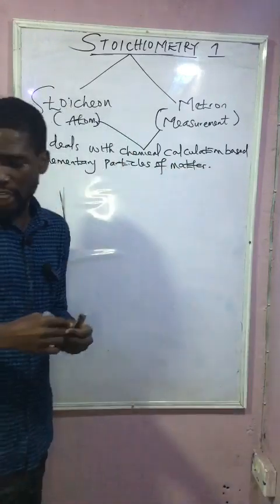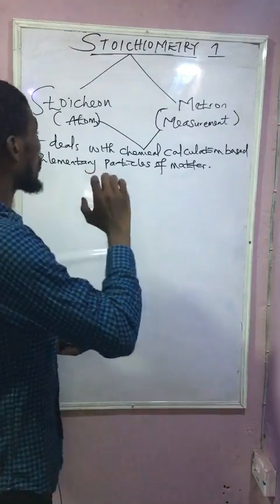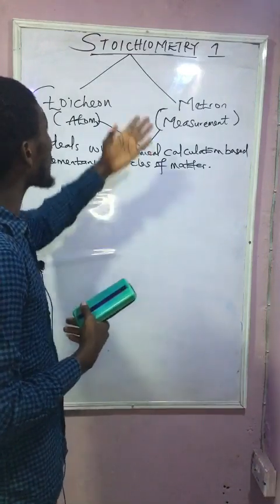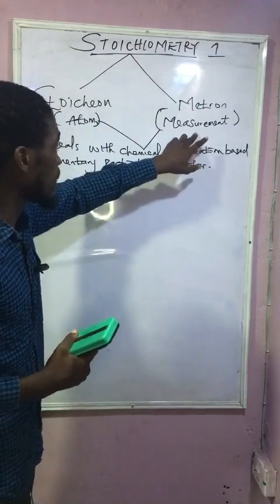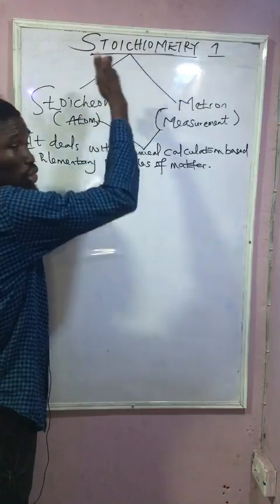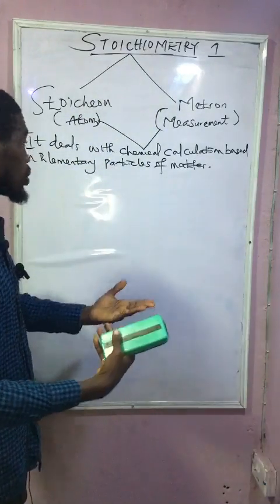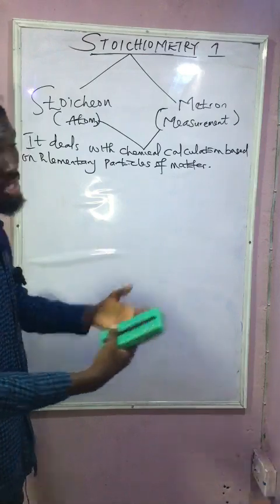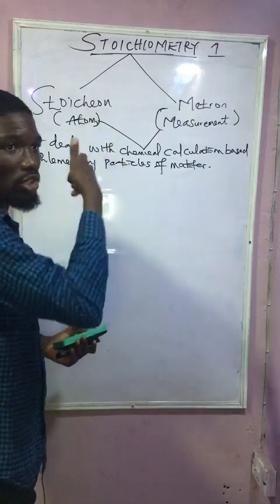Because if we are to take a look at this stoichiometry, we also make it clear that for every stoichiometry there must be what? Atom as well as what? Measurement. If this one does not exist, nothing like what? Stoichiometry. And one thing you should know is that they deal with chemical calculation based on elementary particles of what? Matter. How does that relate to what we are talking about in stoichiometry?